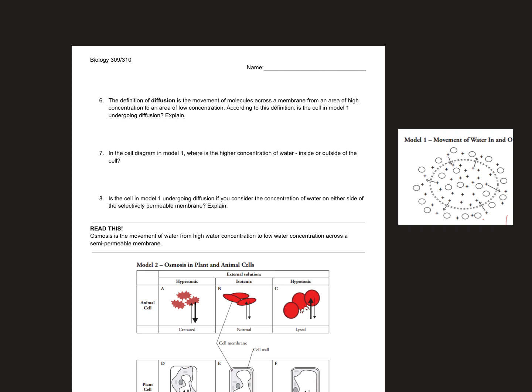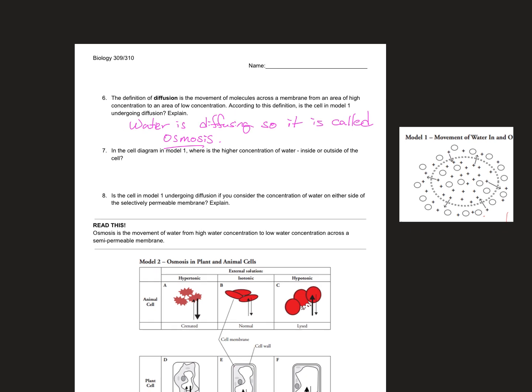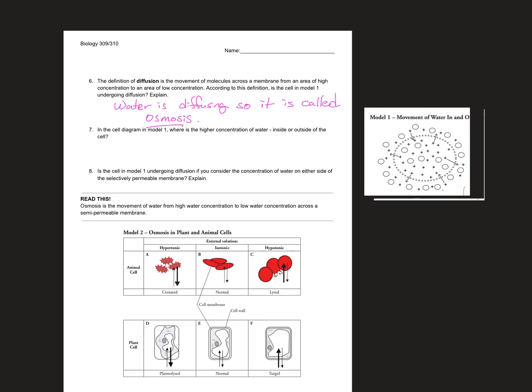And let's be clear, water is diffusing, moving from its high to its low. So it is called osmosis. Osmosis is the diffusion of water, and that's what's happening here.